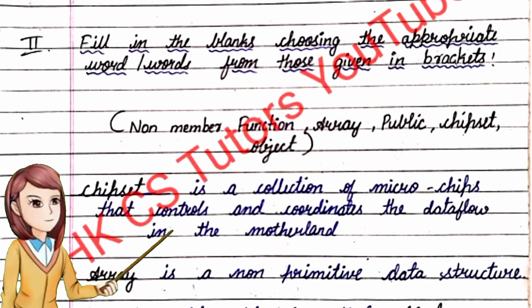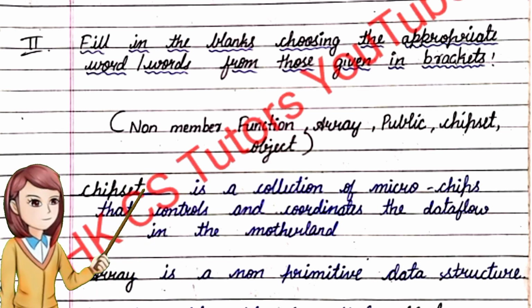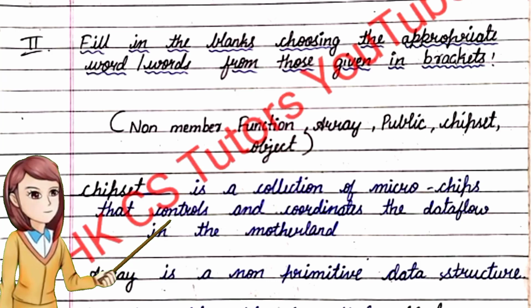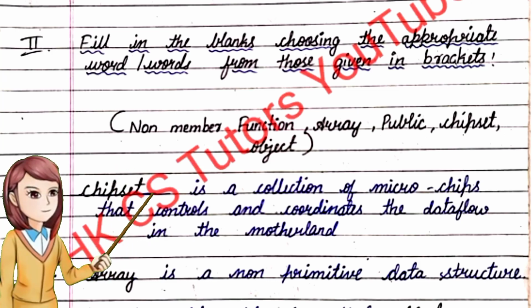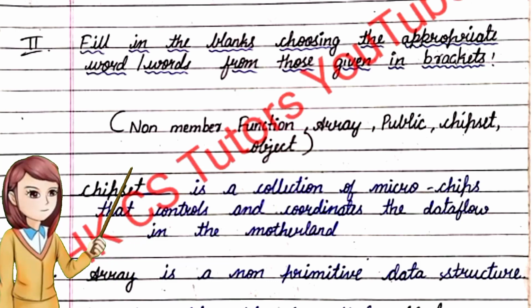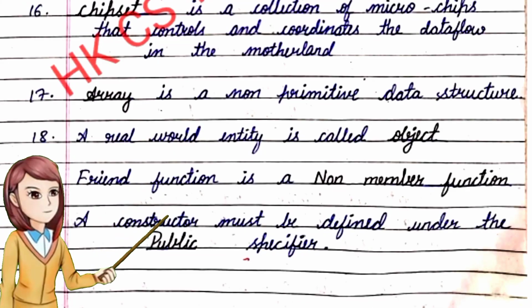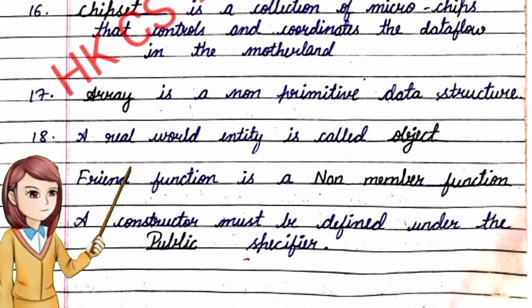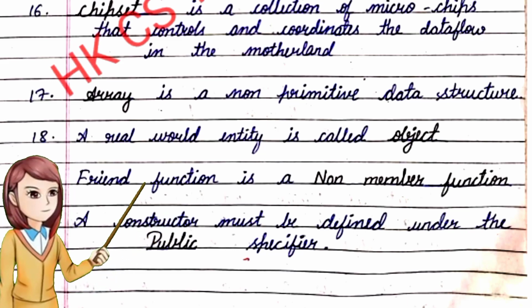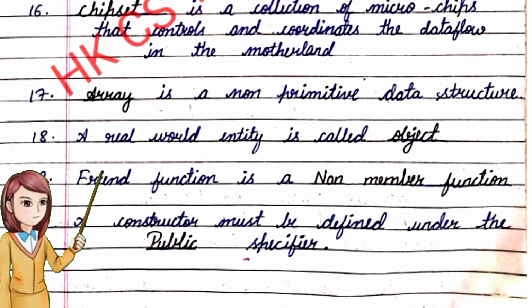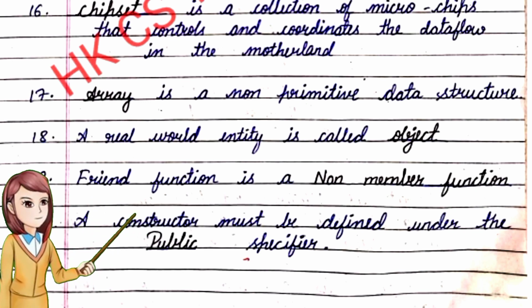Fill in the blanks choosing the appropriate words from those given in the brackets. 16th question, dash is the collection of microchips that controls and coordinates the data flow in the motherboard. The answer is chipset. 17th, dash is a non-primitive data structure. The answer is array. 18th, a real world entity is called? Answer is object. 19th, friend function is a dash, non-member function. 20th, a constructor must be defined under dash specifier. The answer is public.